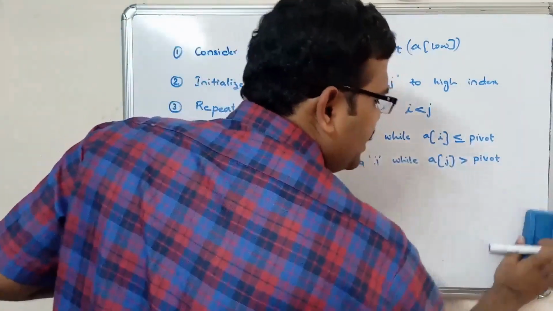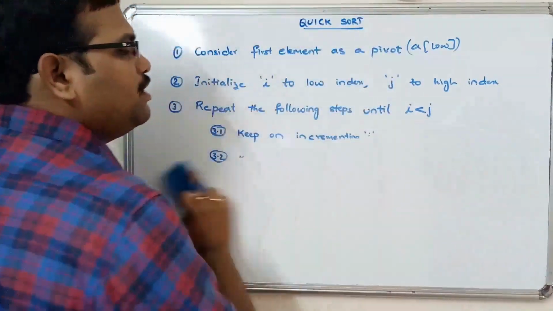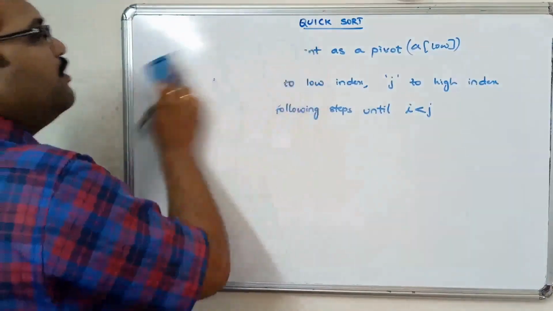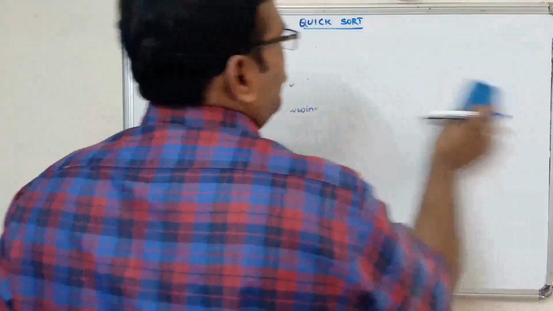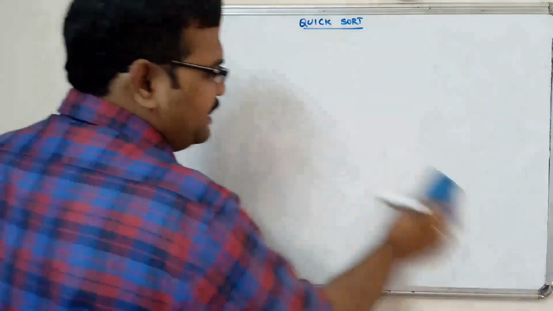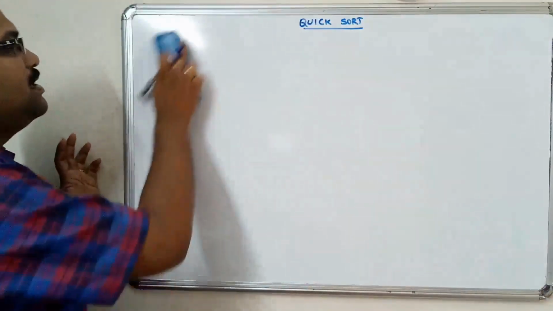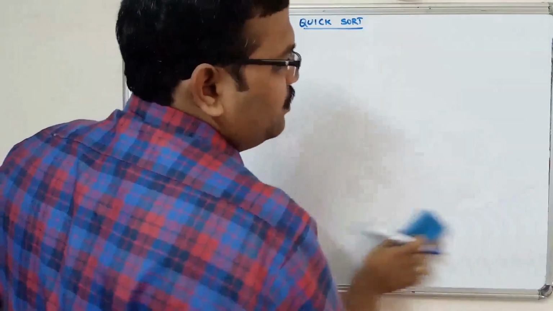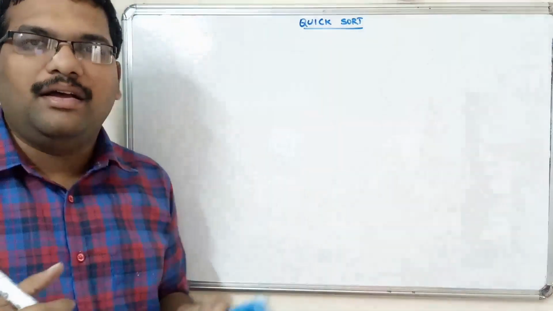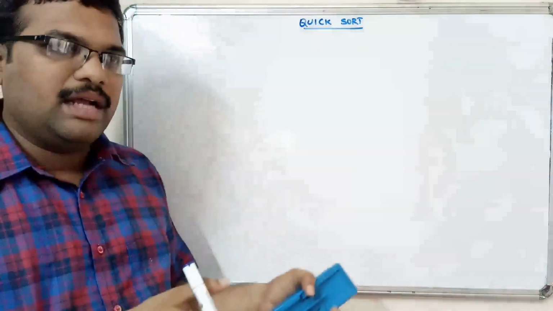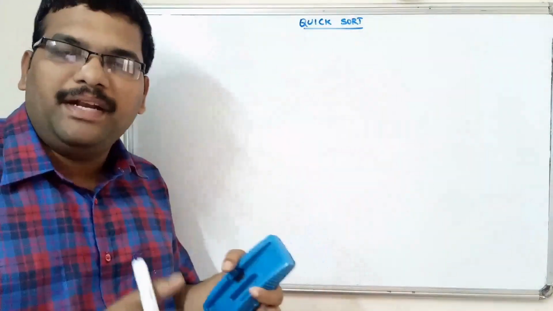So our aim is to find the position of the pivot, and we will implement the same thing recursively for all the partitions. Once the pivot is fixed, we have to divide into partitions, consider each partition, and repeat the same.